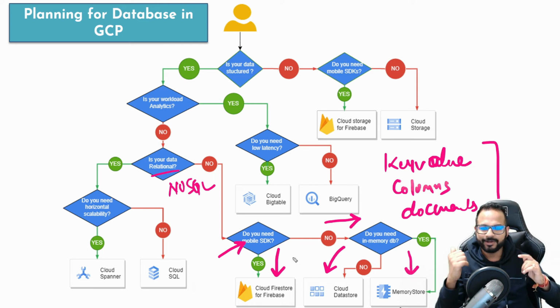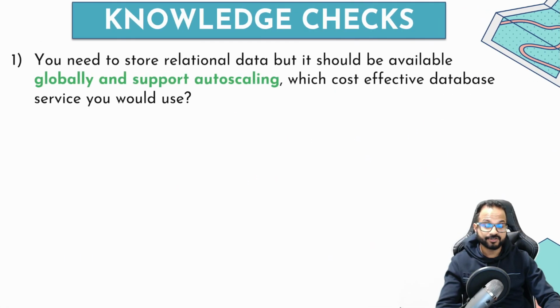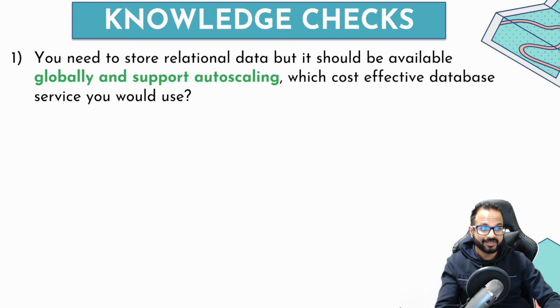Time for some quick knowledge check. Let's go ahead and do that first. Right. So the first question is, you need to store relational data, but it should be available globally and support auto-scaling. Which cost-effective database service would you use?